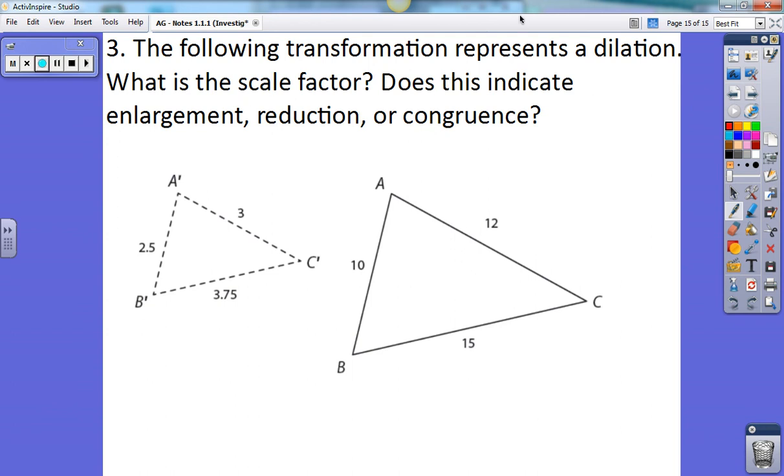And lastly, it tells me that this transformation represents a dilation, and it asks me what is the scale factor, and is this an enlargement, a reduction, or a congruency transformation. So notice my vertices A, B, C, that's my pre-image, and the side lengths, the corresponding side lengths. So 12 goes to 3, 10 goes to 2.5, and 15 goes to 3.75. Notice I'm taking each of those sides and I'm dividing them by 4, which means my scale factor is 1/4. And it is consistent among the sides. So this does represent a dilation. My scale factor is 1/4, and this would be a reduction.